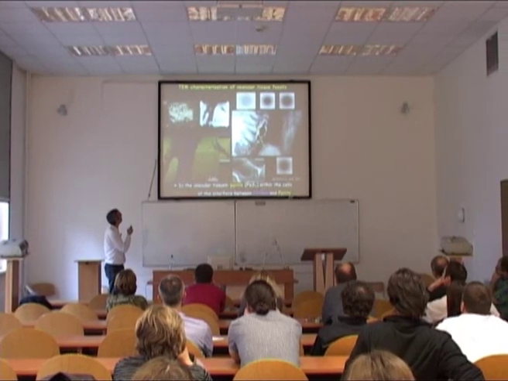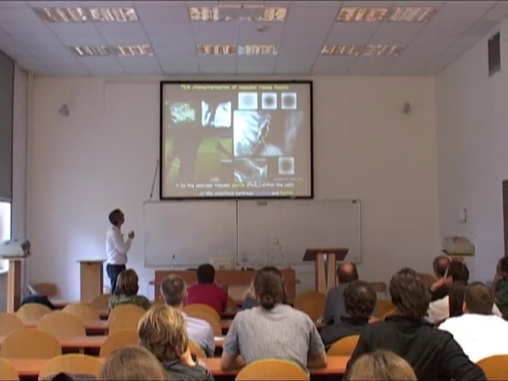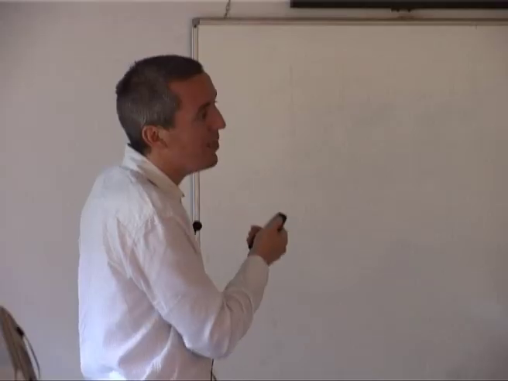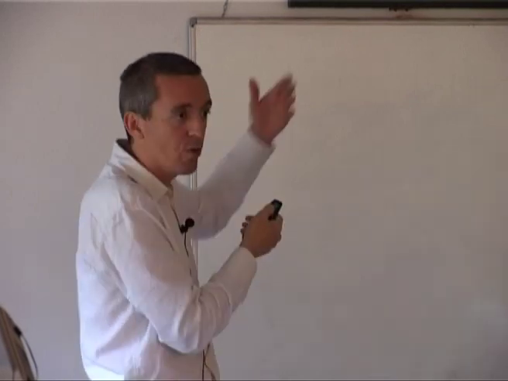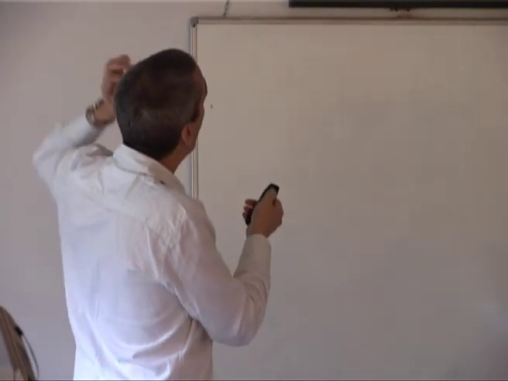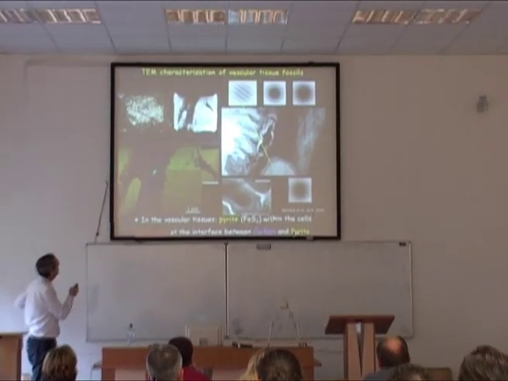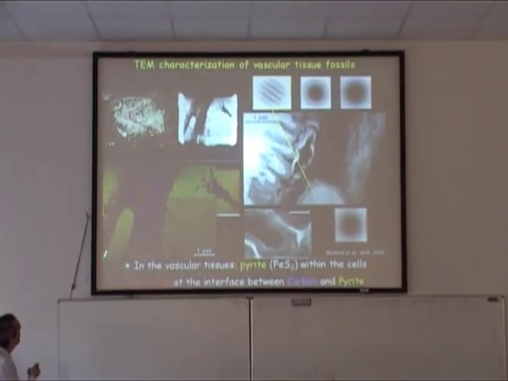This is a cross-section from the other fossils of the vascular tissues. You can do EDX mapping and see where the phases are. In that case, the mineralogy is different from the one I showed you previously. You have pyrite, iron sulfur. In blue, you have the organic carbon.